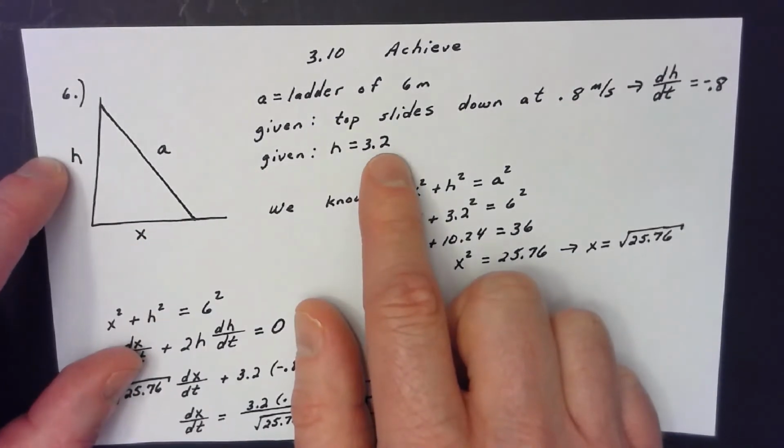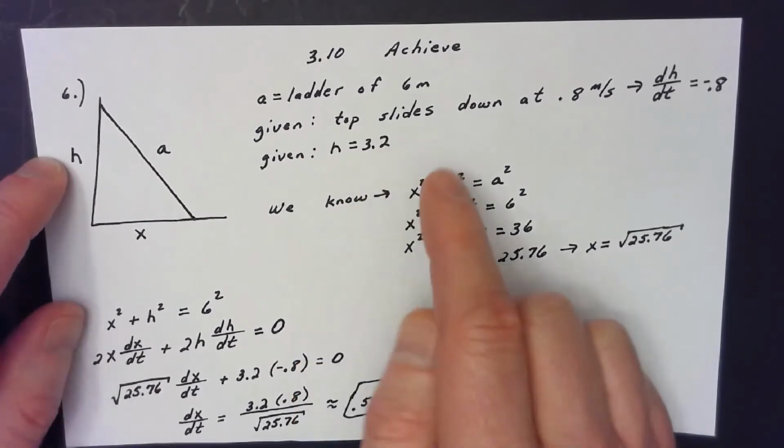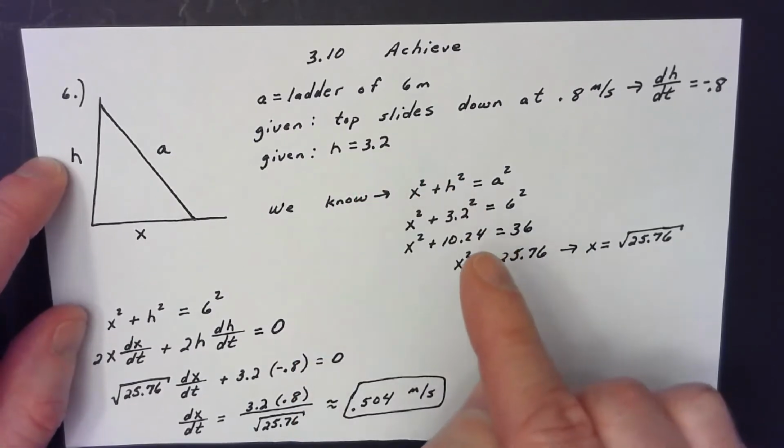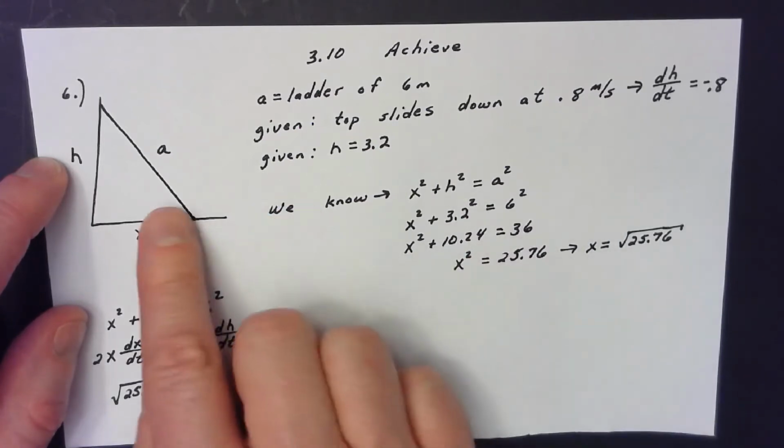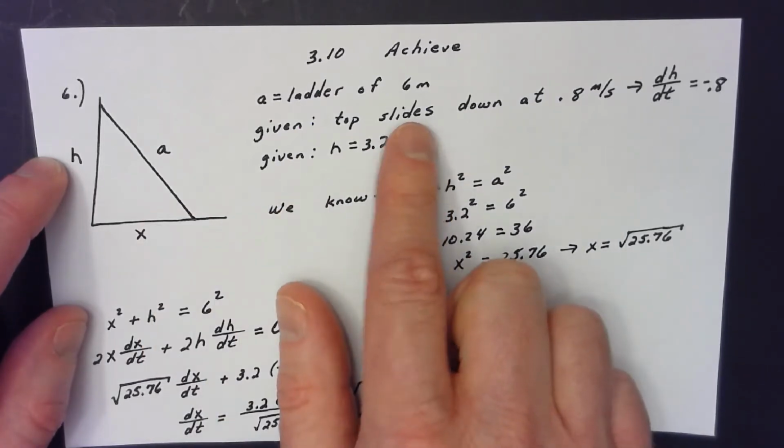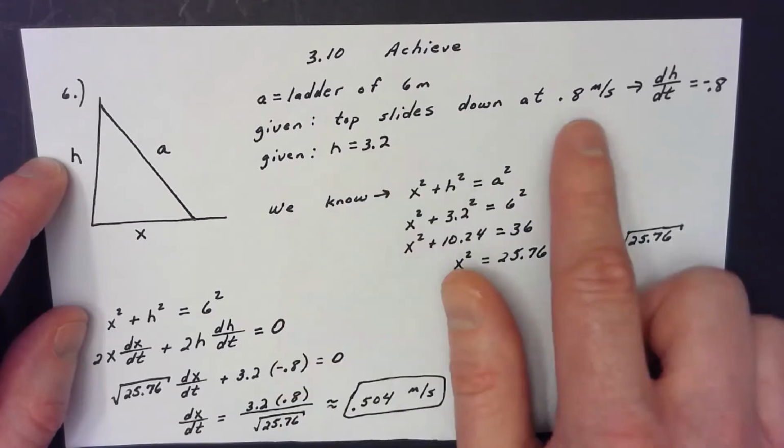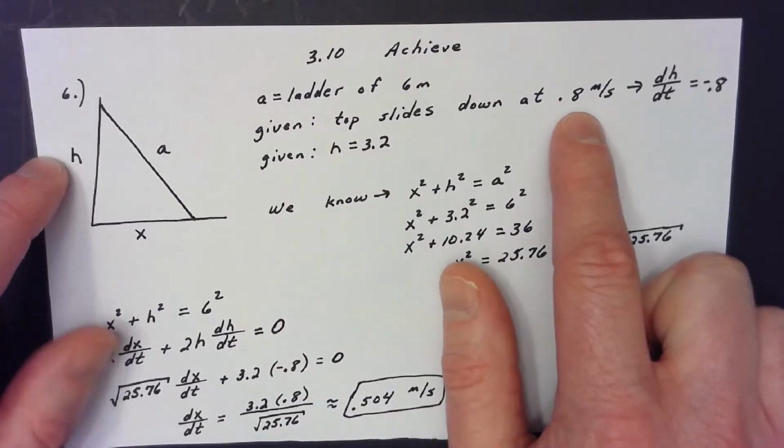Now, the point in time that we're interested in is 3.2. And the goal of the problem is to find out how fast the ladder is moving away from the wall at the instant that the height is 3.2 and it's sliding down the wall at 0.8 meters per second.